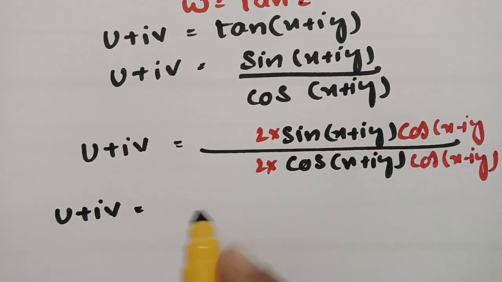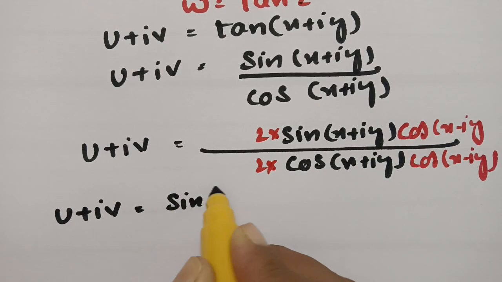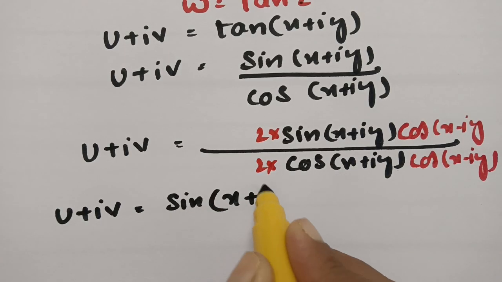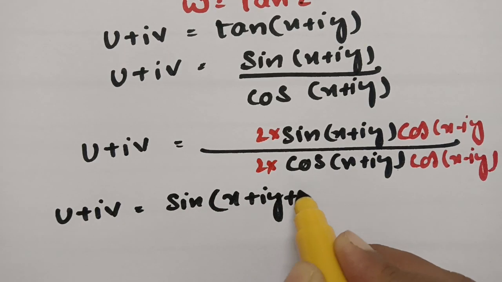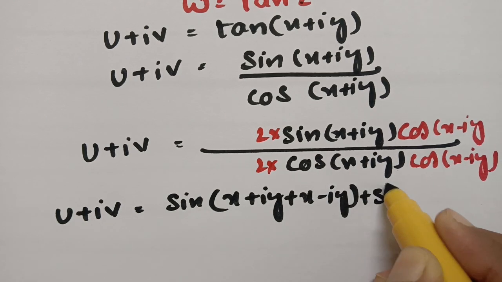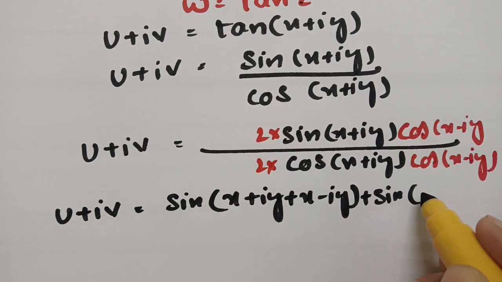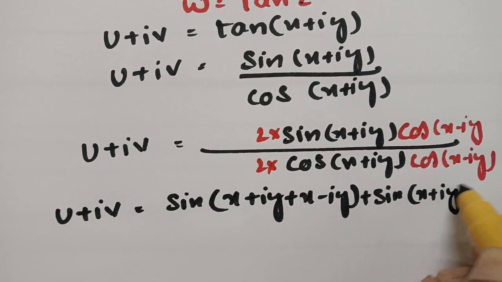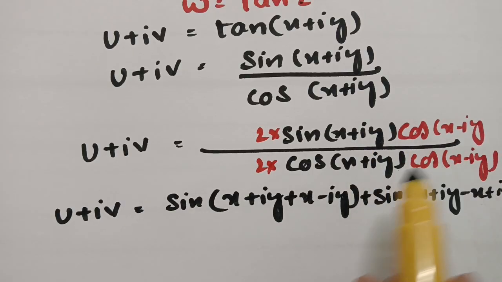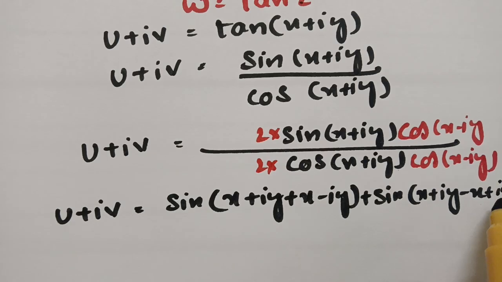So U plus iV can be written as 2 sin C cos D over. The formula 2 sin C cos D is nothing but sine of C plus D plus sine of C minus D. So this value C plus D is X plus iY plus X minus iY, plus sine of C minus D, that is X plus iY minus X, minus of minus, plus iY.